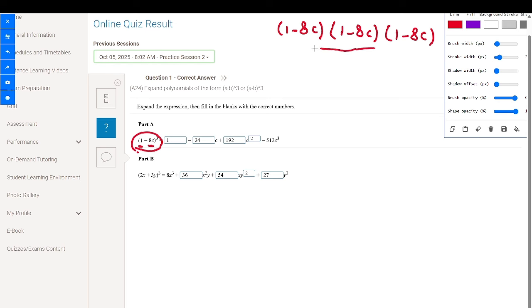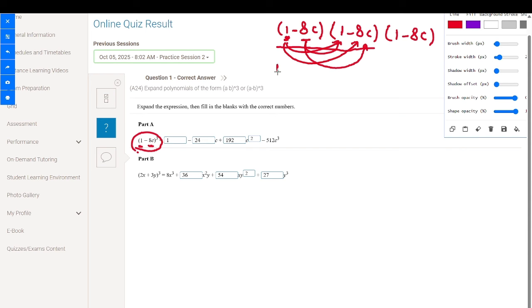Now we will take the first two terms. So when we try to solve this one, we take the first one, which is 1, and multiply it with 1, then multiply it with minus 8c. The same thing for the second term: minus 8c multiplied by 1 and minus 8c multiplied by minus 8c. So let's do it now.